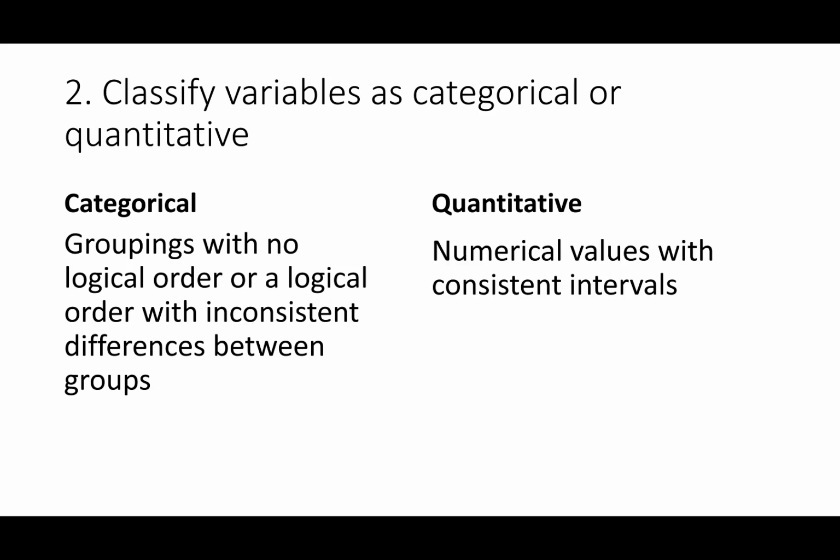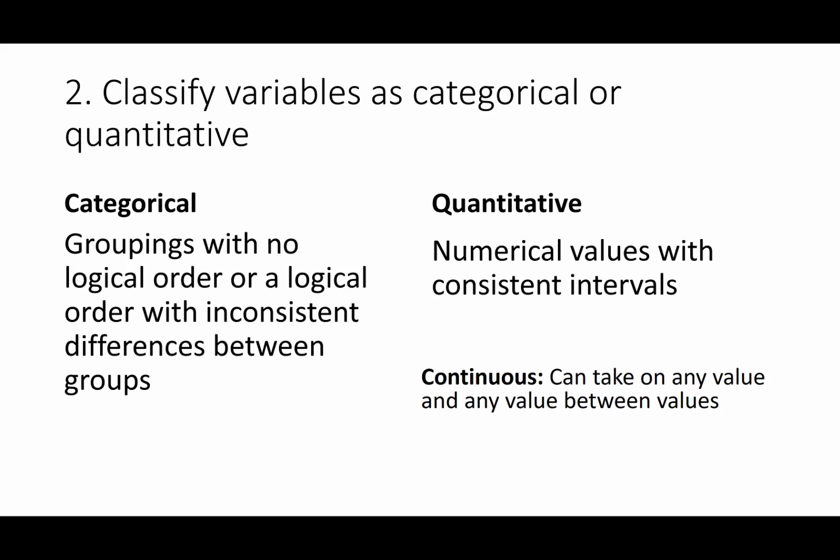Quantitative variables have numerical values with consistent intervals. Quantitative variables may be continuous or discrete. Continuous variables can take on any value and any value between two values. In other words, a value that could go out to an infinite number of decimal places. Discrete variables can take on a limited number of values. For example, only whole numbers. Let's look at some examples.